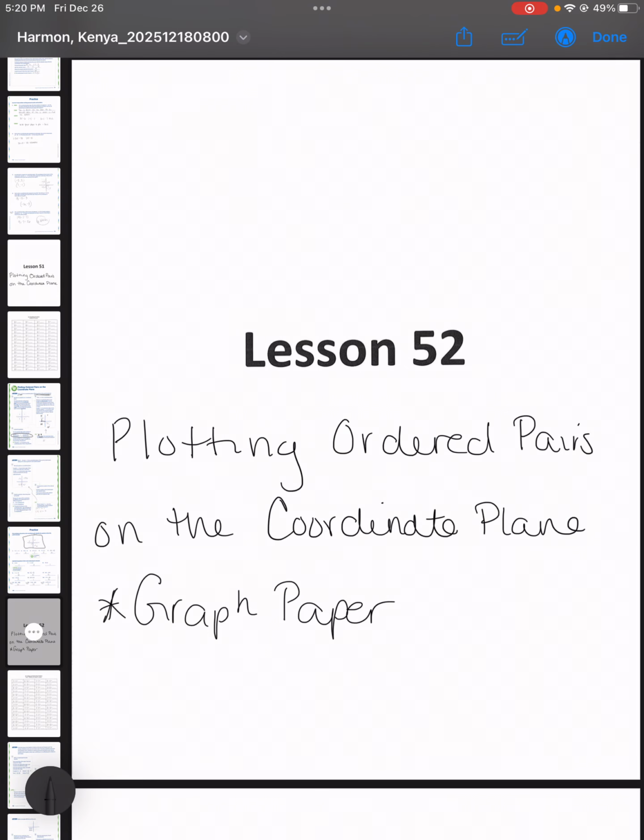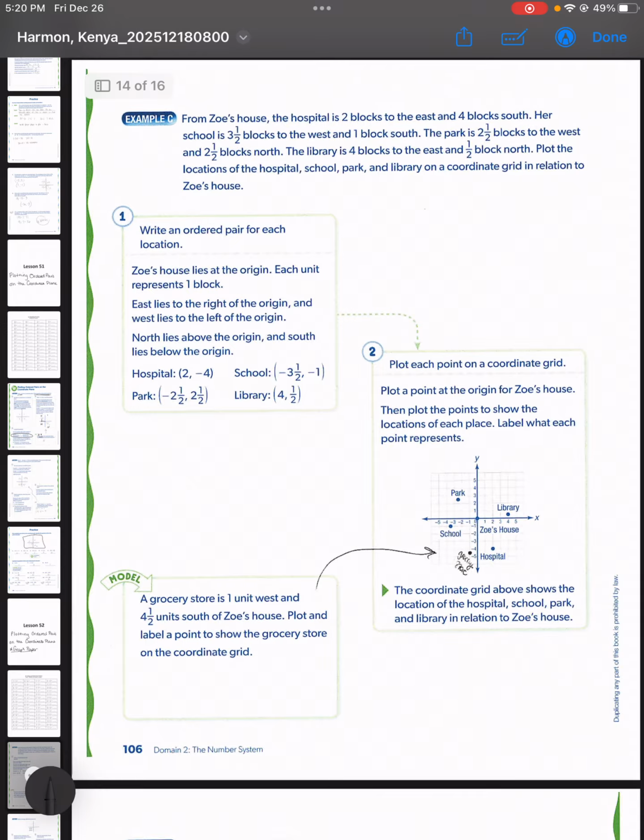Jumping into the final lesson of the week, it's a continuation. 52 is a continuation of 51. We're continuing to plot ordered pairs on the coordinate plane. It will be helpful for students to have graph paper for this lesson. So we jump into example C.